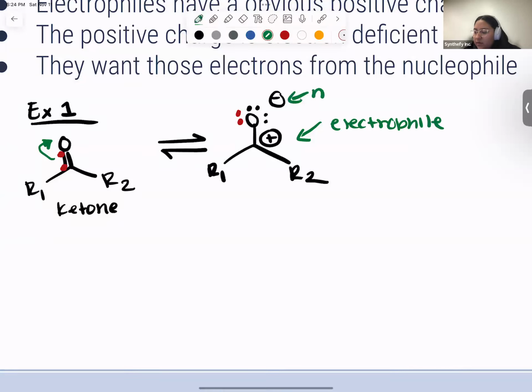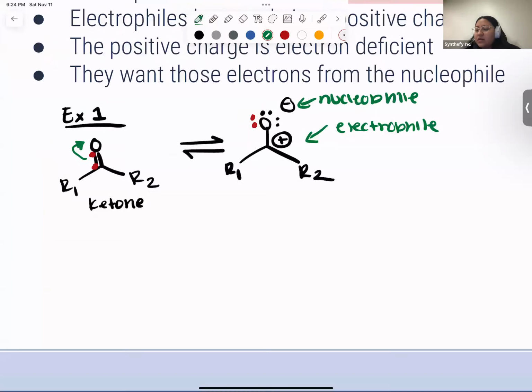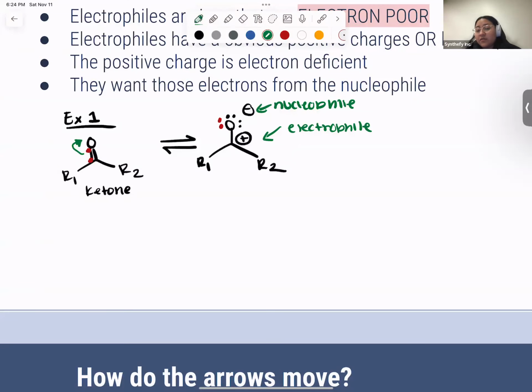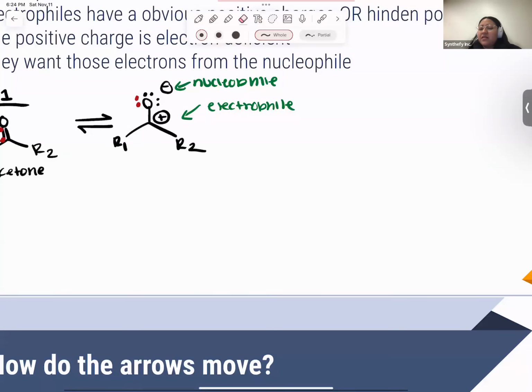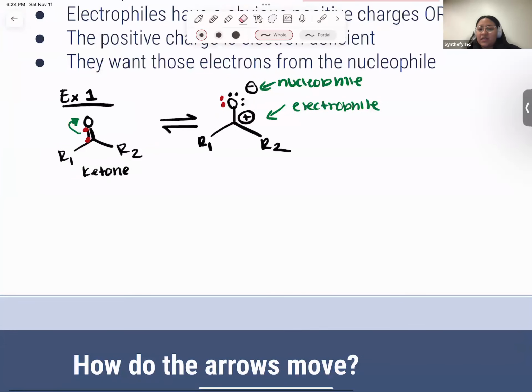And this would be your nucleophile. Now there isn't always a nucleophile and electrophile within a molecule. You may see that, you may not. In some cases it's different. Like, let's say, for example, this case, this molecule is all electrophile. There's no nucleophile within this molecule. So this sometimes may happen, but it isn't always the case.